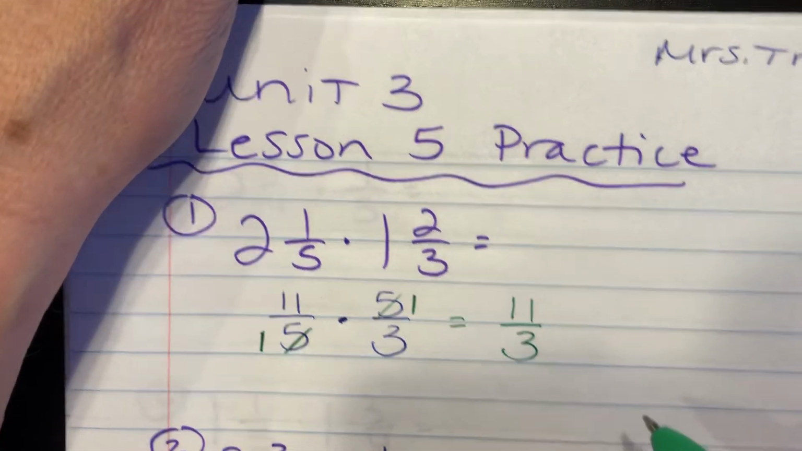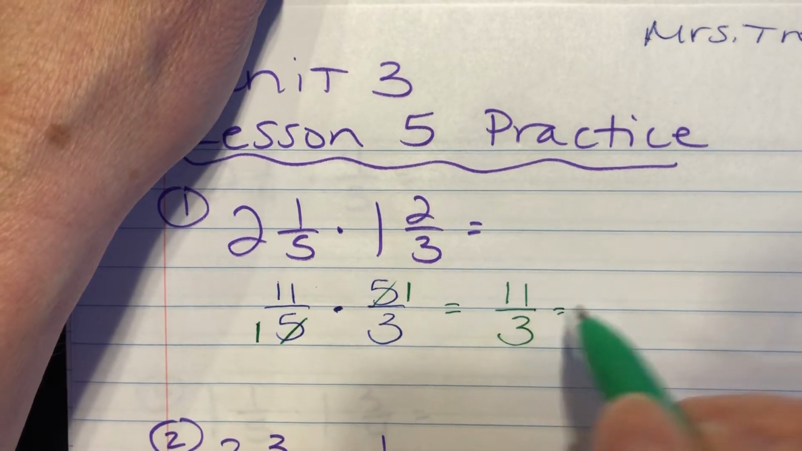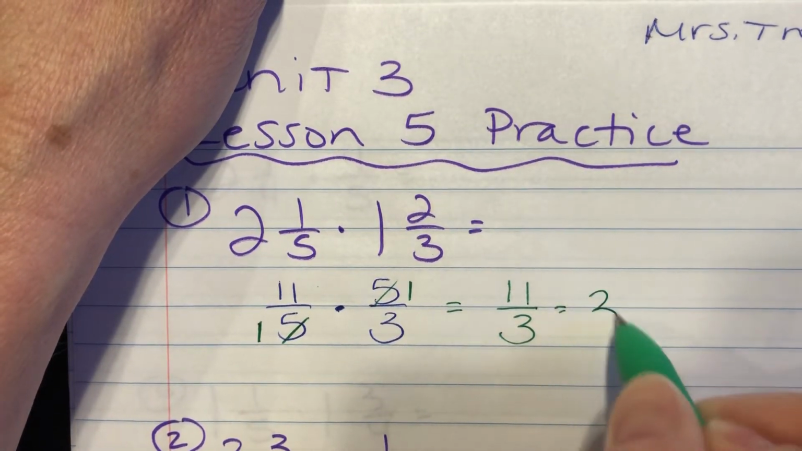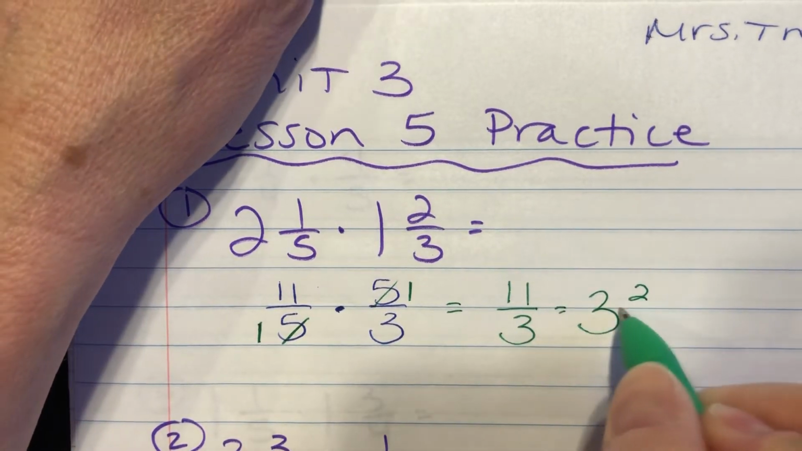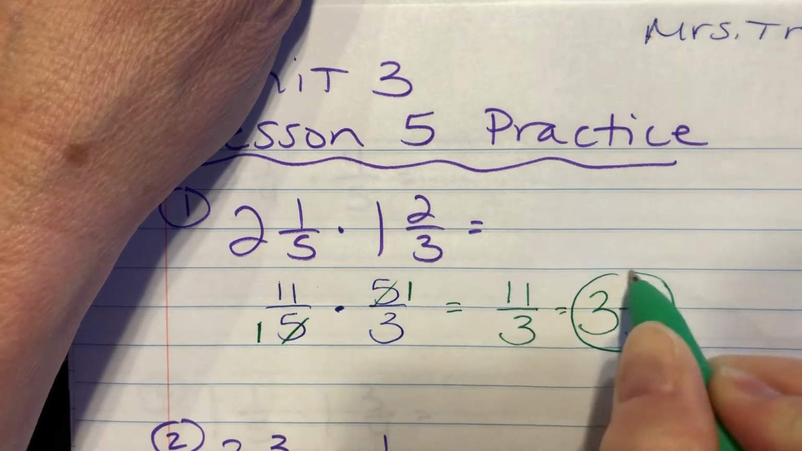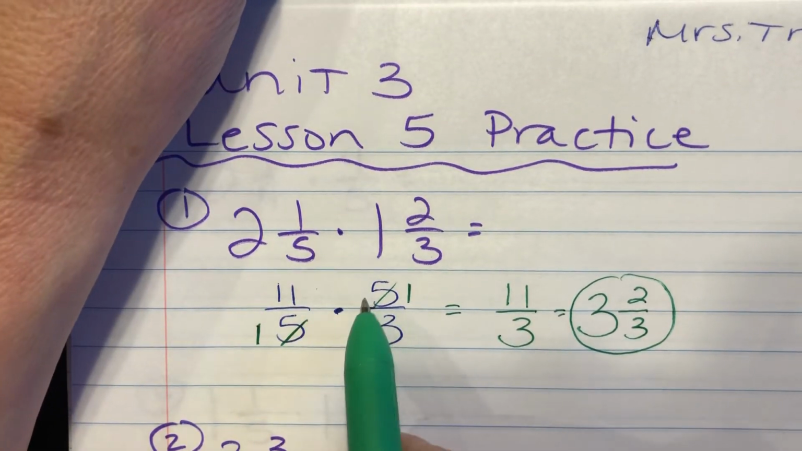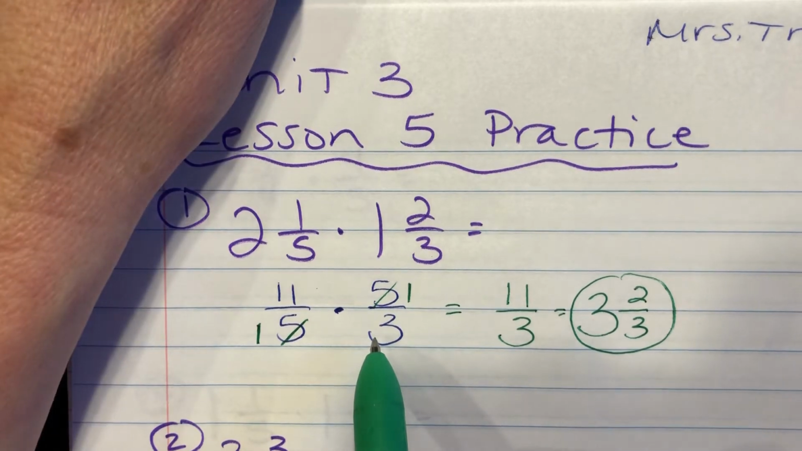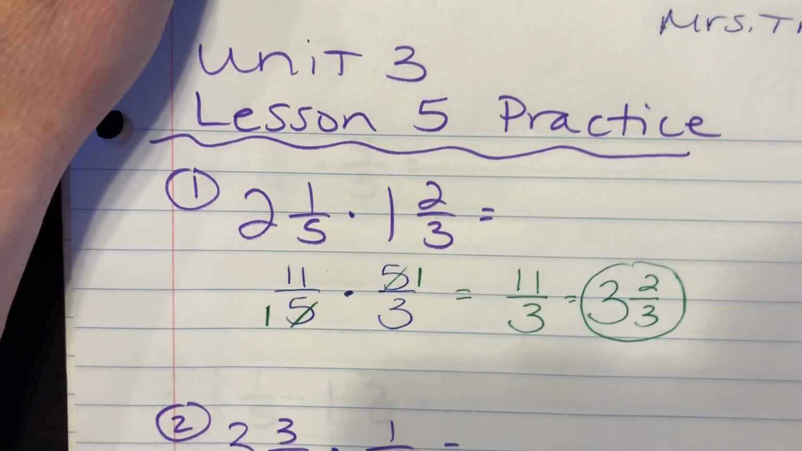I see that it is improper. So I'm going to ask myself, 3 times what gets me closest to 11? And that is 3. 3 times 3 is 9, and 9, 10, 11. It's 2 away out of 3. So you should have 3 2/3 for number 1. If you got 55/15 and then switched it, it's okay, but you still would be able to simplify it down to 3 2/3 at the end.